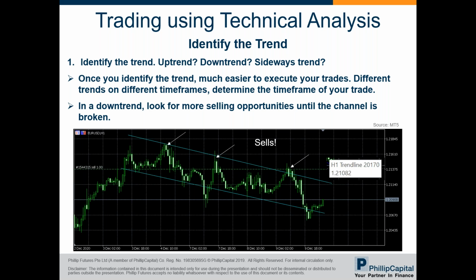I just used the euro dollar for example. This was from last week, if you see the date, 9 December. In a downtrend, look for more selling opportunities until the channel is broken. I just put some arrows there. You can see good places to start selling, very nice here, and then it bounced off the lower trend channel over there. For this week, 6 days, you had a few good opportunities to sell. After that, right when it touched the upper portion of the trend channel, it came down. The pair came down quite nicely.